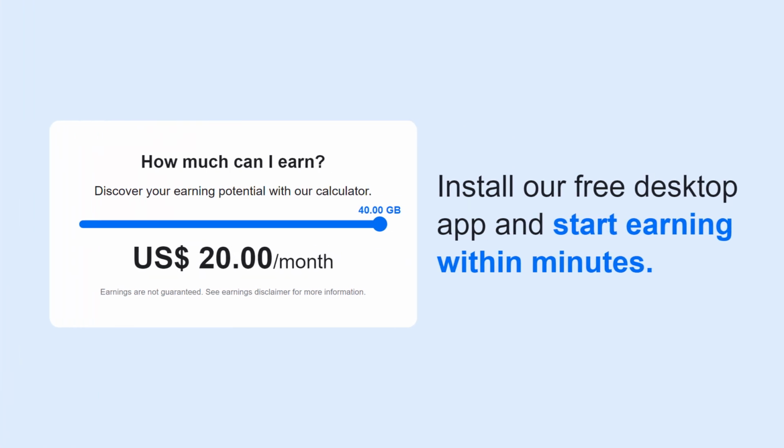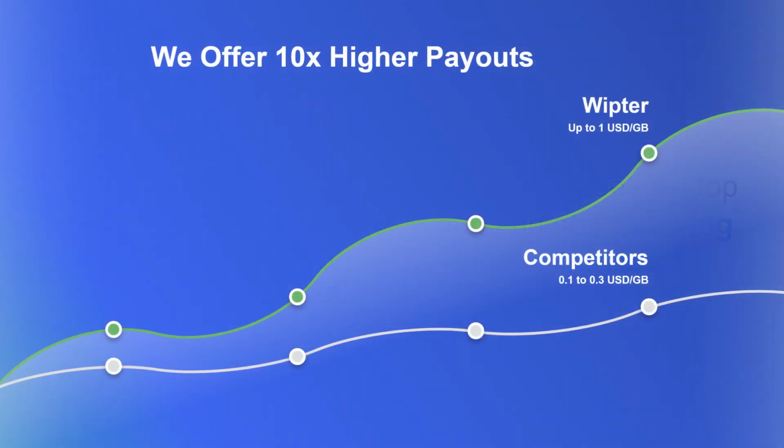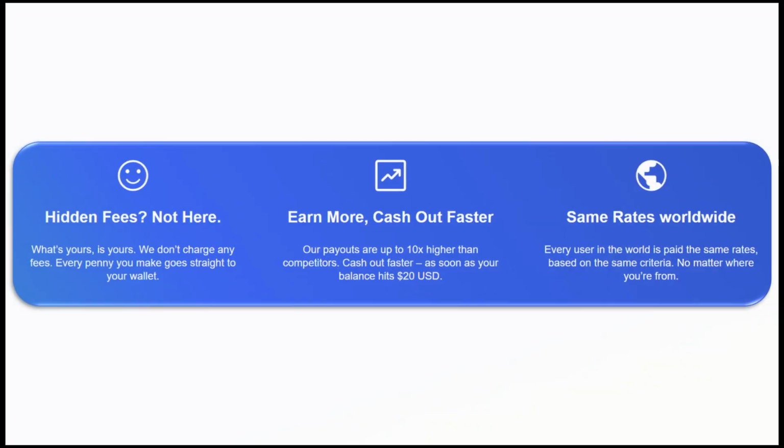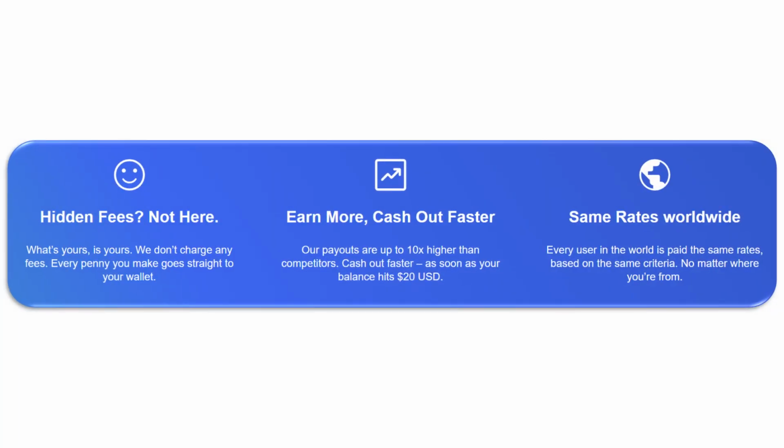Wipter pays 50 cents for each GB shared, and you can withdraw your earnings once you reach $20. According to Wipter's website, their payouts are 10 times higher than their competitors. Wipter guarantees no hidden fees, higher earnings, and consistent global rates.